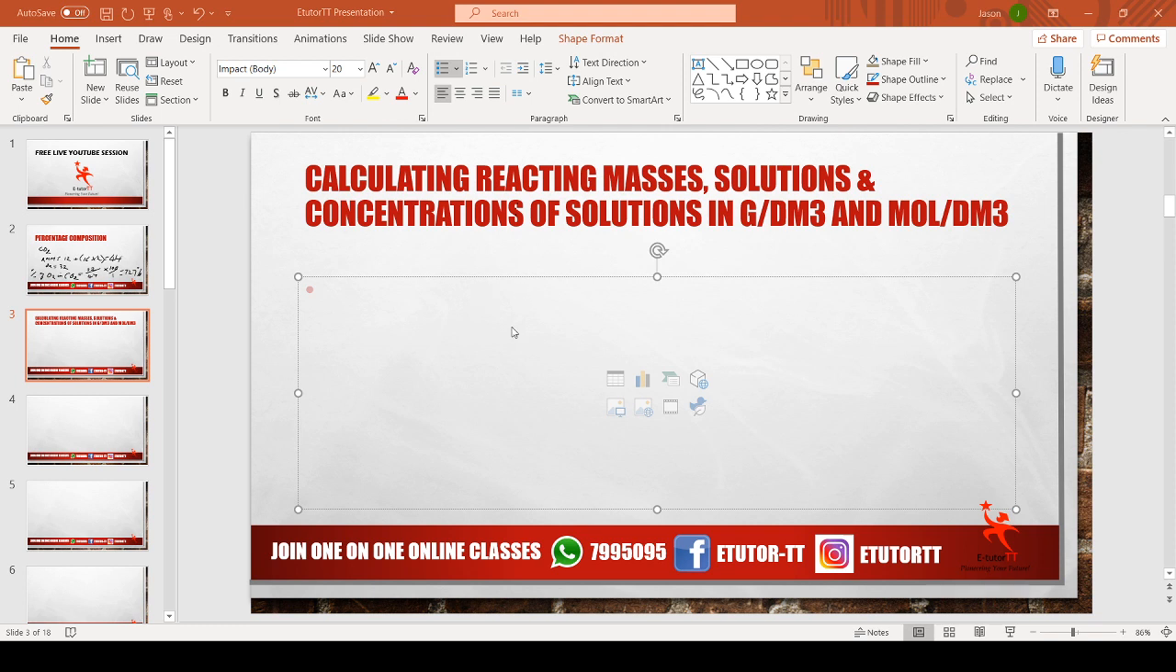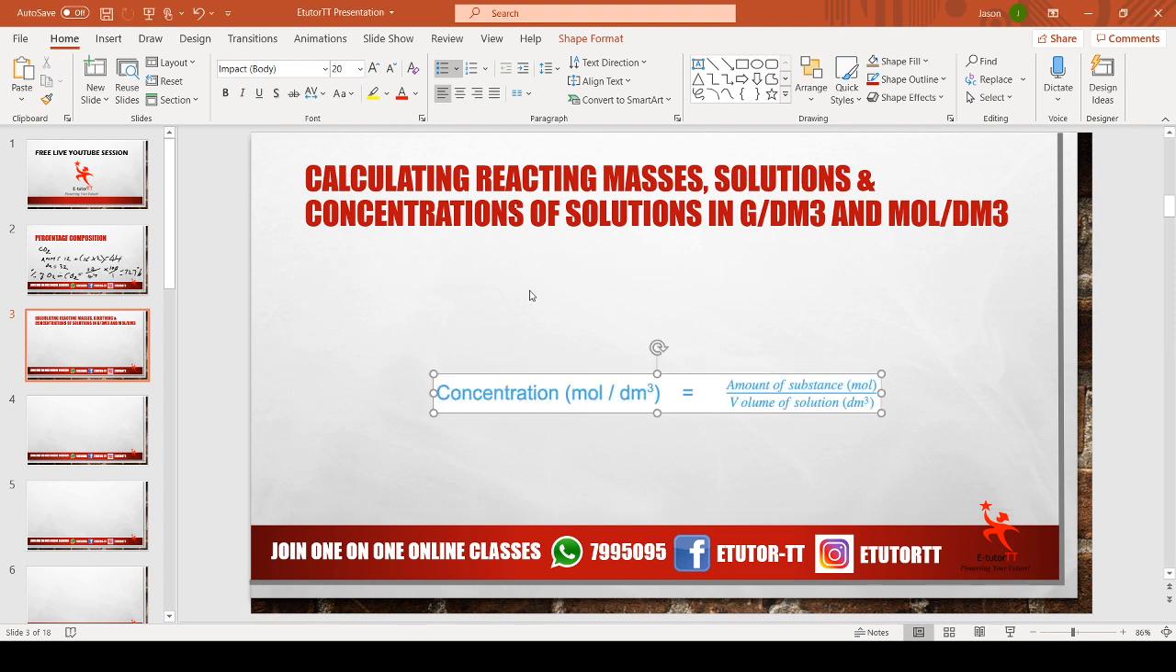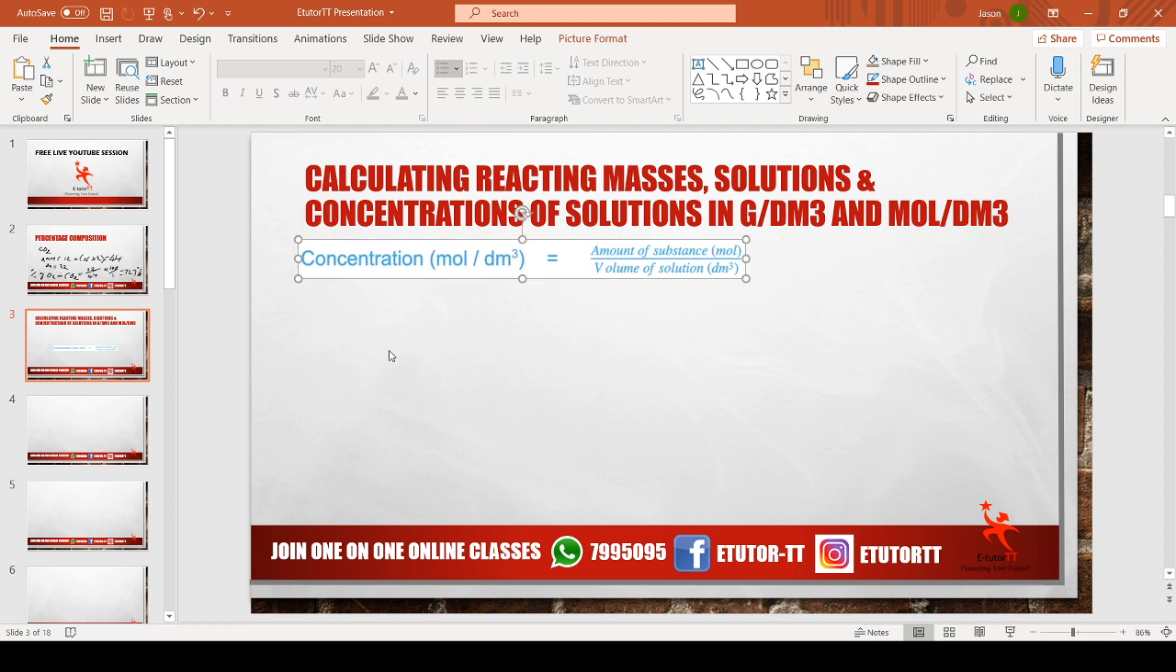So the equation would look something like this. Concentration equals moles per dm cube, the amount of the substance in moles over the volume of solution in dm cube, right? So this general equation is rearranged for the terms as is asked in the question. You can rearrange this equation to suit what is asked.